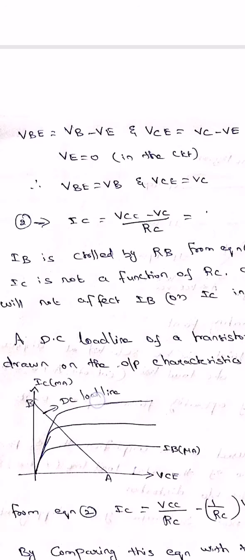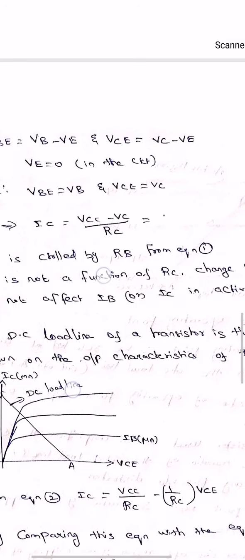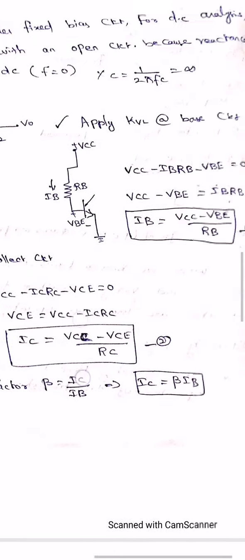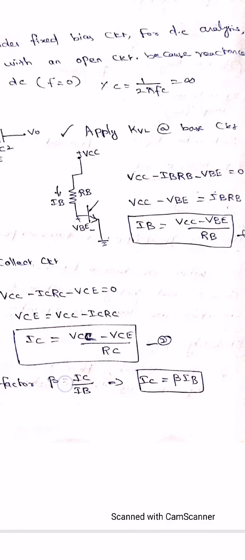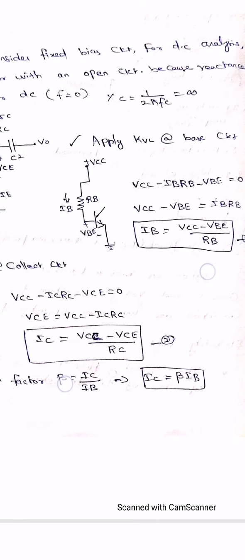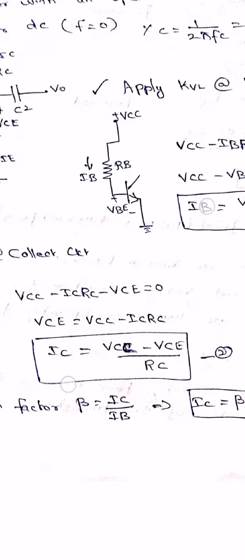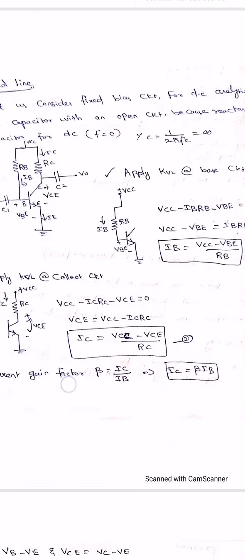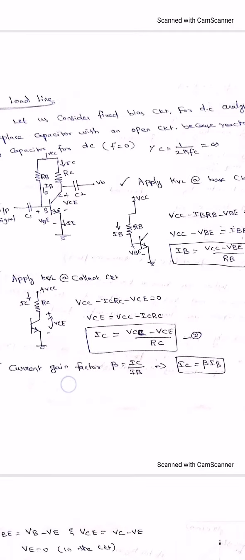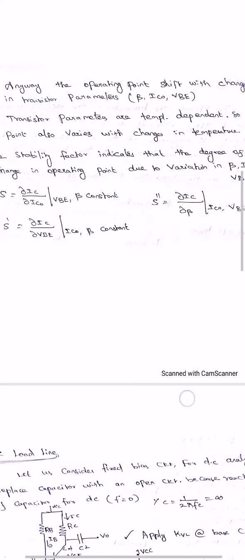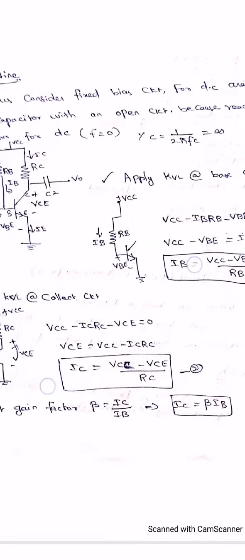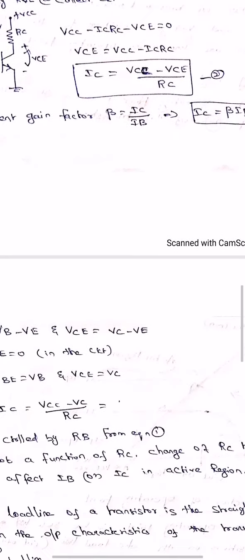So in equation 1, the base current is controlled by RB. That is nothing but if we change the RB value, the base current also changes, right? If the RB value is low, the base current is increased. If the base resistance value becomes high, then the base current becomes low.